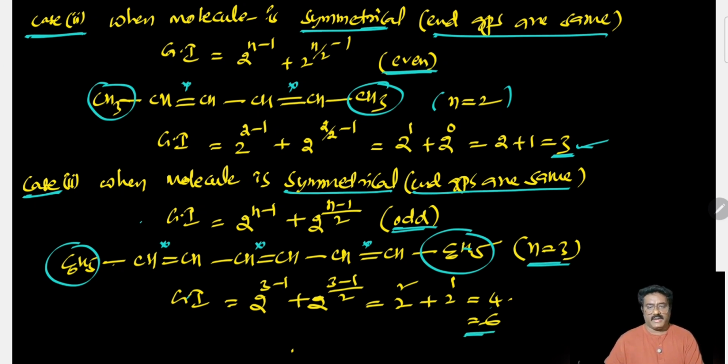So this is the way to calculate the number of geometrical isomers. This is the complete geometrical isomerism topic.